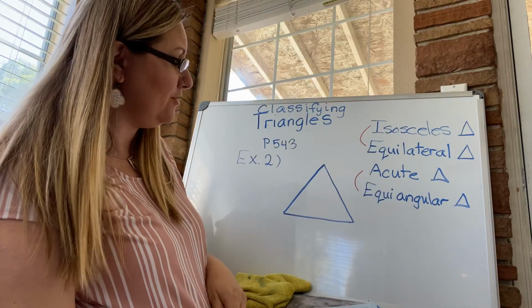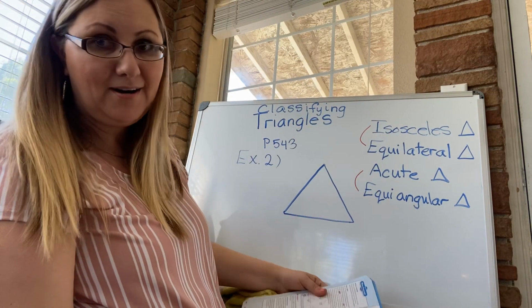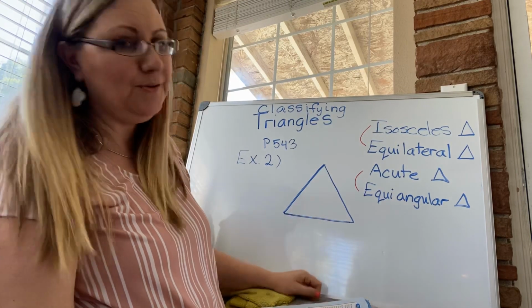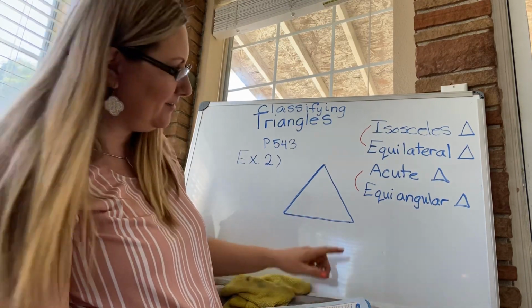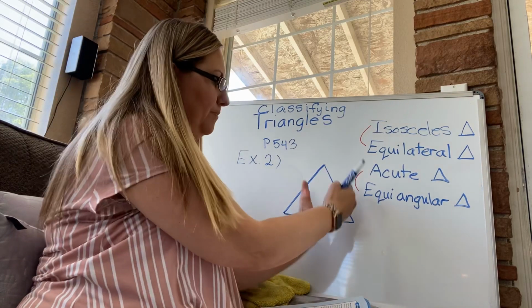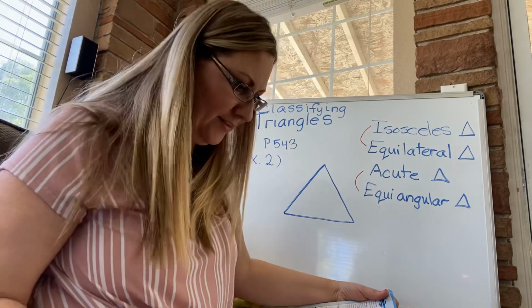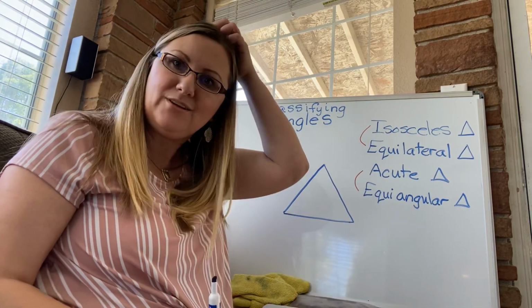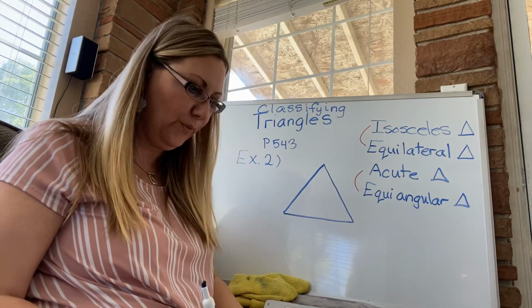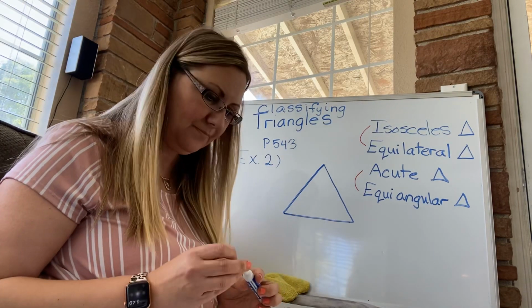Okay, looking at the angles, it's an acute triangle because every angle is acute, and it's equiangular because they're all the same opening. All the angles are the same since all the side lengths are the same. All right, so that is your whole new concept part of our lesson.